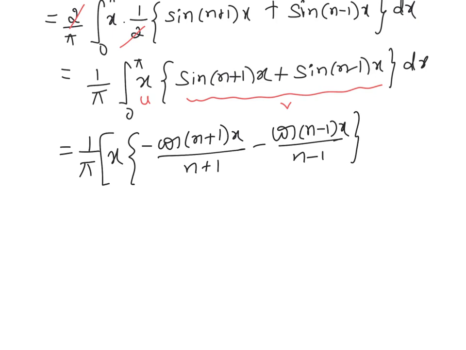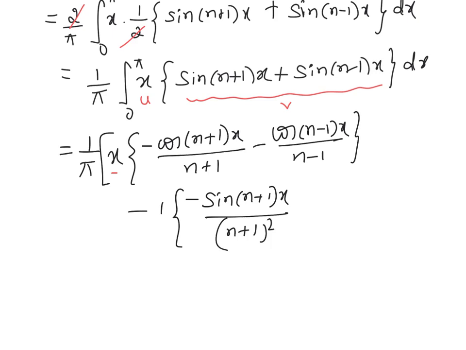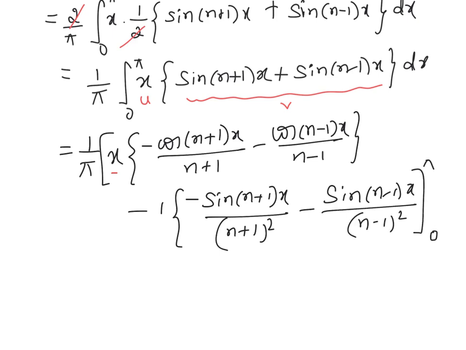Next, we take minus sign and differentiation of x will be 1, and integration of minus cos is minus sine of n plus 1 into x divided by n plus 1 whole square, minus sine n minus 1 x divided by n minus 1 whole square. For this, the limit we are applying is 0 to pi.